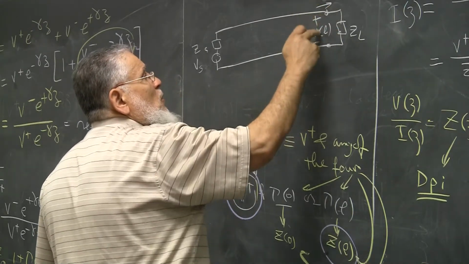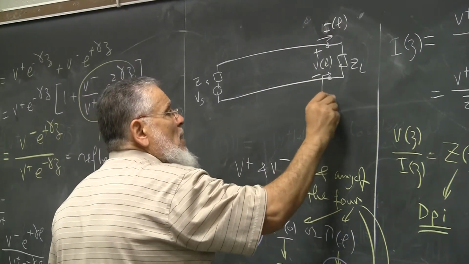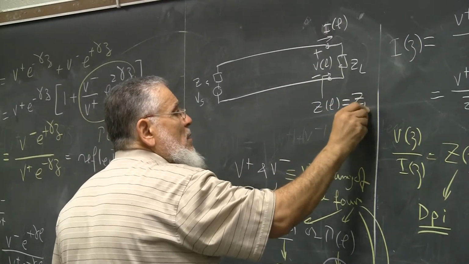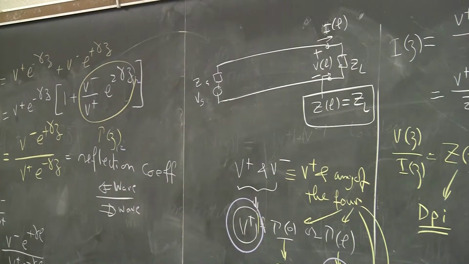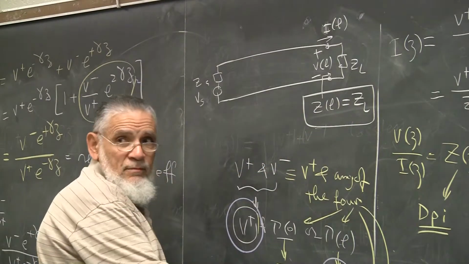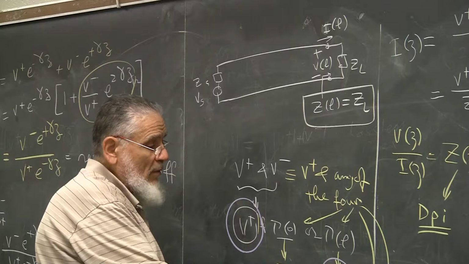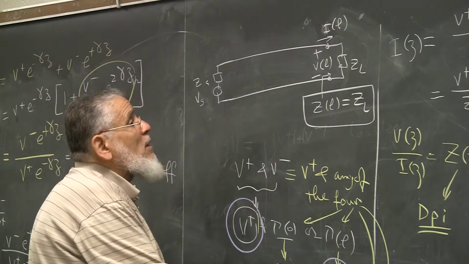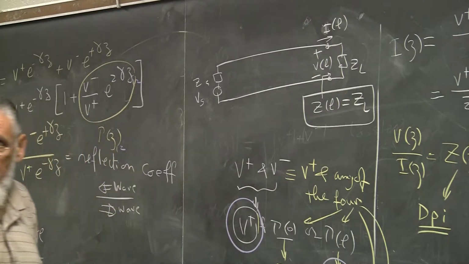The ratio between V of L over I of L, which is Z of L, is equal to Z sub L. Right? So, knowing Z sub L is easy. That's a given for our problem. So our solution for the unknowns is now reduced into only one unknown.